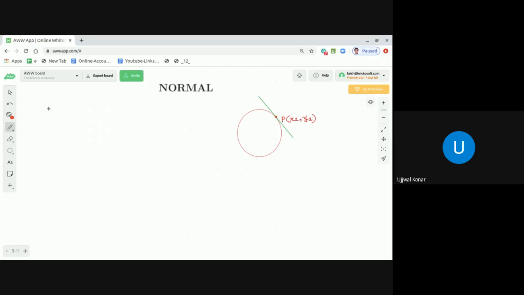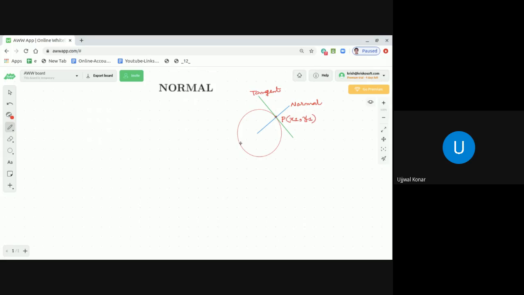That means if I draw the normal to this circle at the point P x1, y1, it will be a line like this. It will be a line like this. Correct? So what we say, dear students, is that if this is the tangent, then this is the normal.